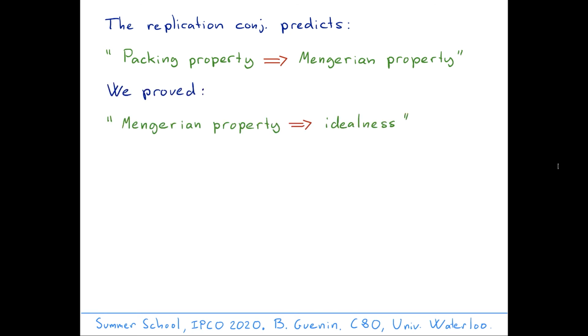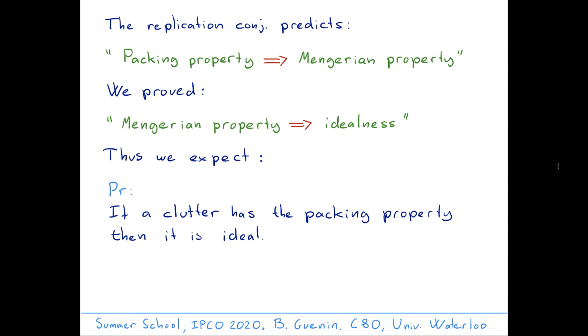Now we proved in the very first lecture that the Mengerian property implies idealness. So you expect that the packing property should imply idealness, and this is indeed the case. So here's a proposition. If a clutter has a packing property, then it must be ideal. And this is a nice application of Lehmann's theorem, another nice application of Lehmann's theorem.